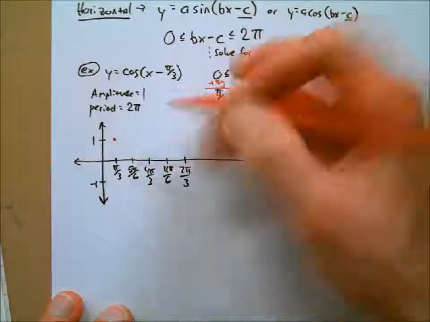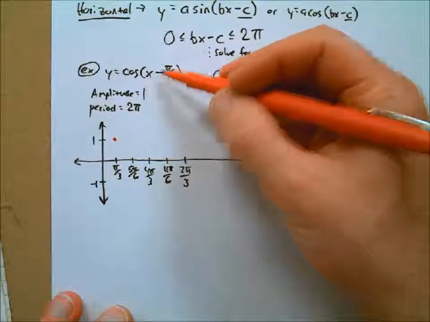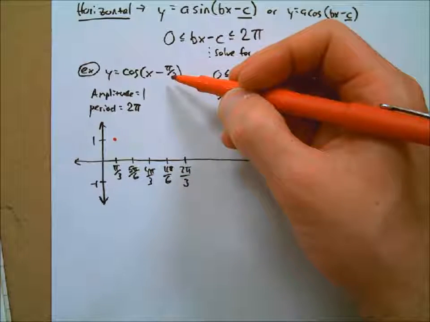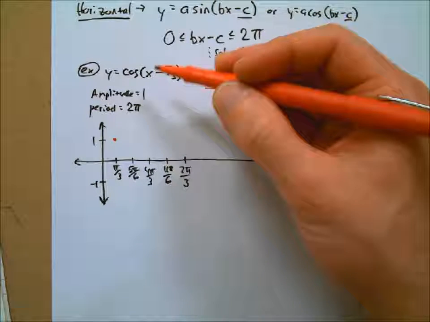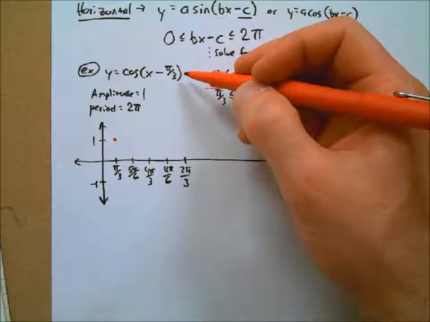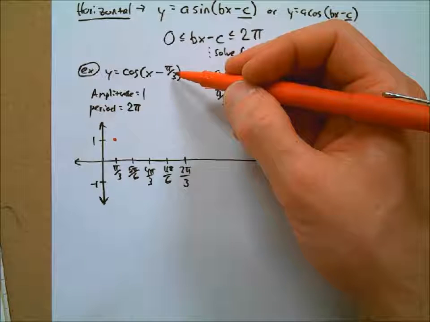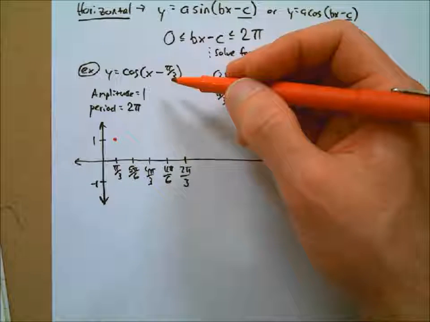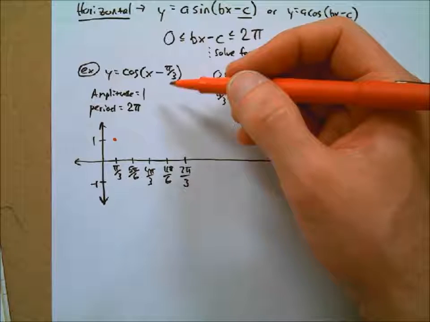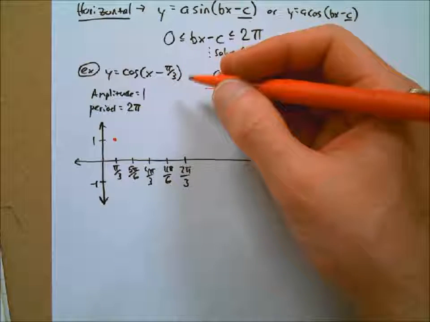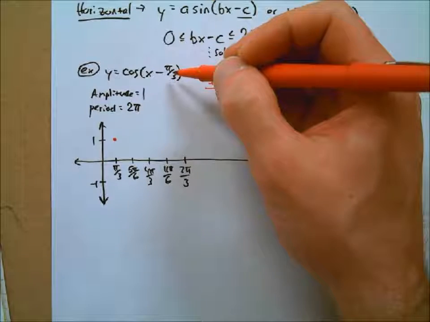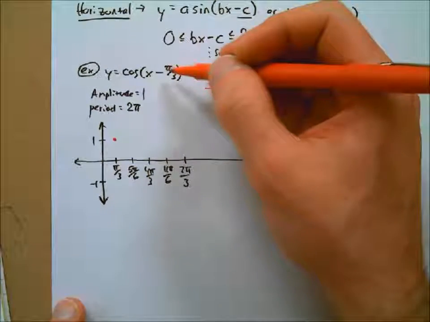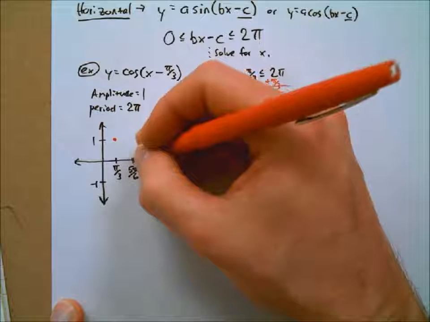Okay, plug in 5 pi over 6. 5 pi over 6 minus pi over 3. Pi over 3 is the same thing as 2 pi over 6. So 5 pi over 6 minus 2 pi over 6 is 3 pi over 6, which is then pi over 2. If you get a common denominator there and subtract, you end up getting pi over 2. So it's cosine pi over 2, which is 0.